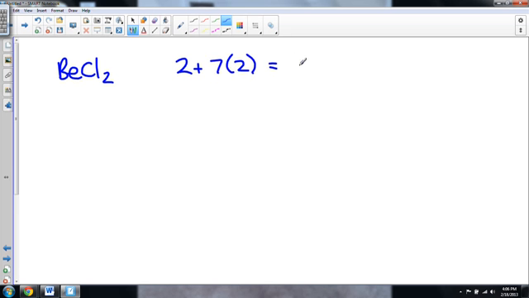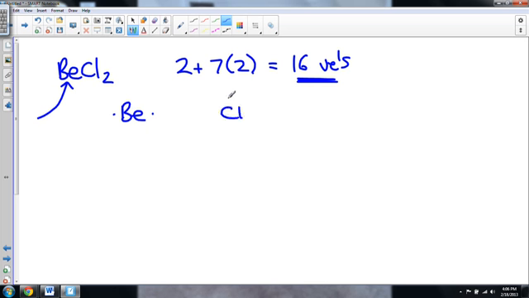2 plus 14 is 16. Therefore, if I know that I have the right structure, if I draw out a structure, it uses 16 valence electrons. Now we said before, beryllium forms 2 bonds. We know that because it's got 2 valence electrons, and each unpaired valence electron is a place to form a bond.